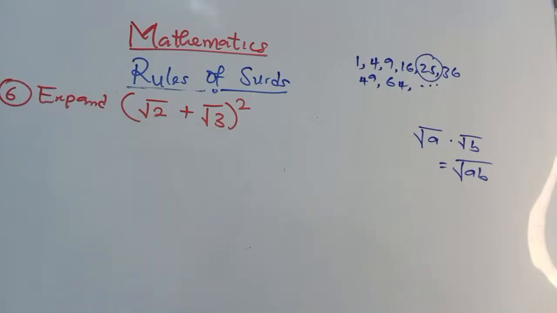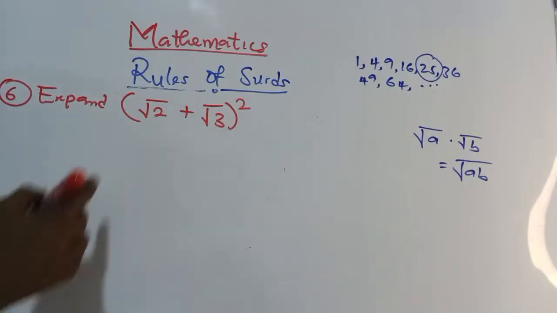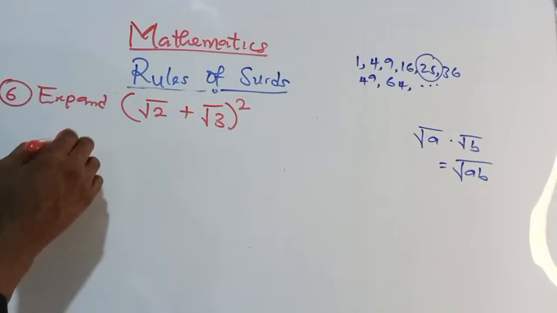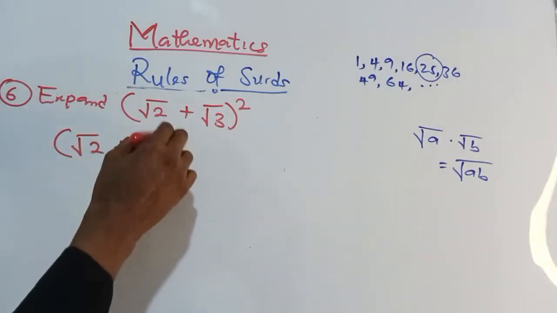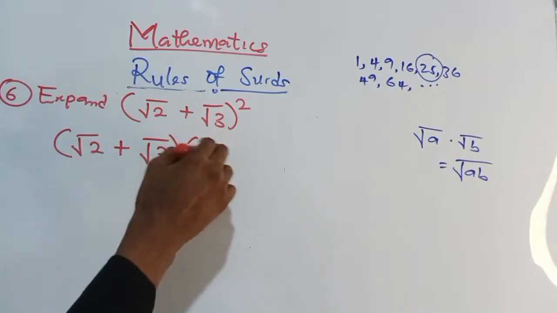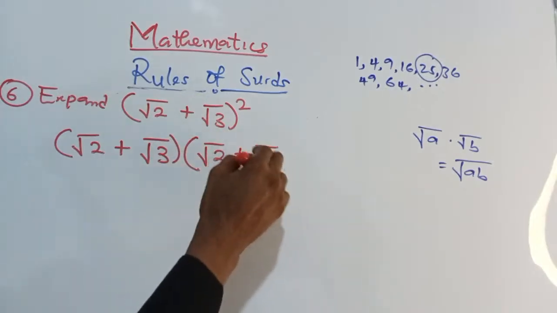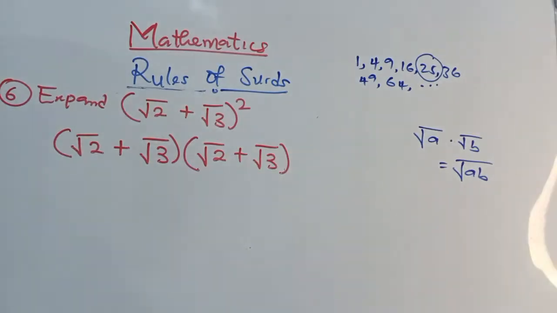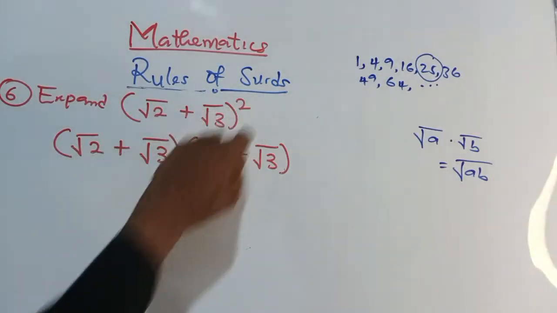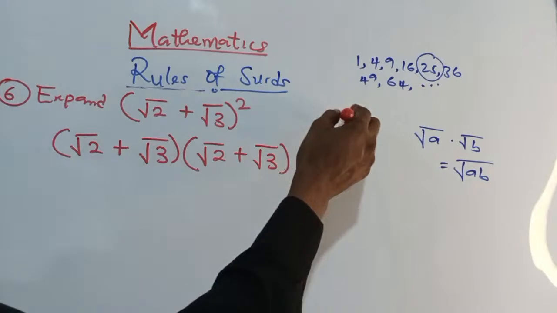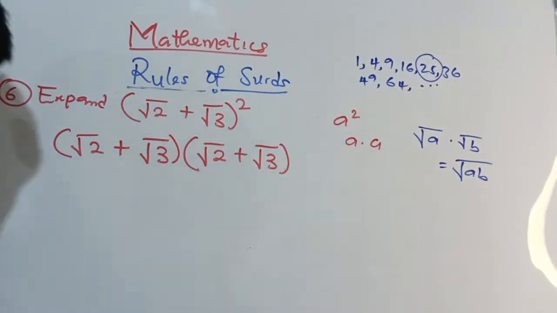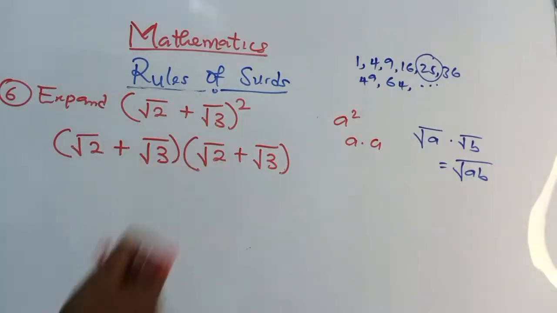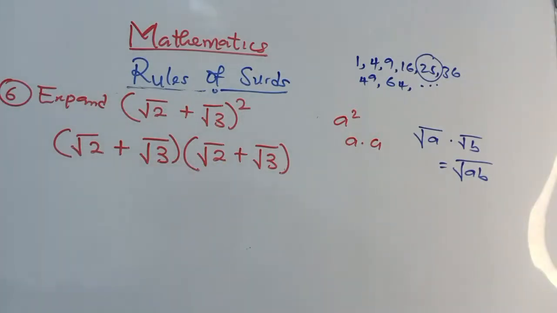So what we do, we are going to write this in two places. We are going to write root 2 plus root 3, and we're going to write that again, root 2 plus root 3. Right, because we have this square. If we have a square, it's the same thing as a times a. Right, so now let's expand. Now, how do you expand this?